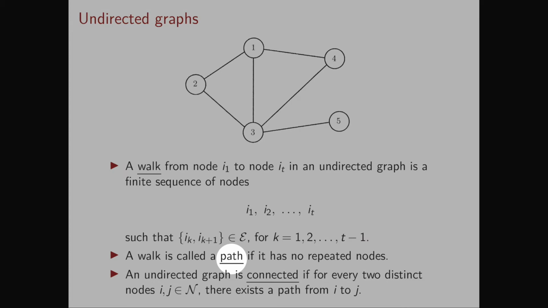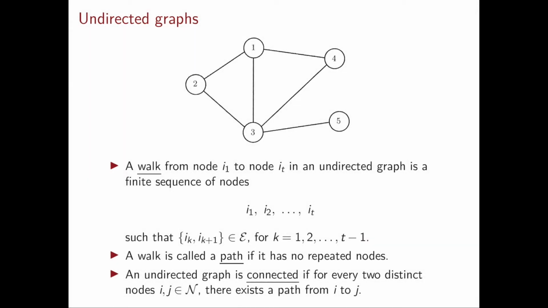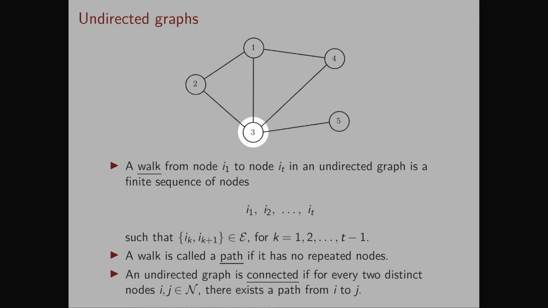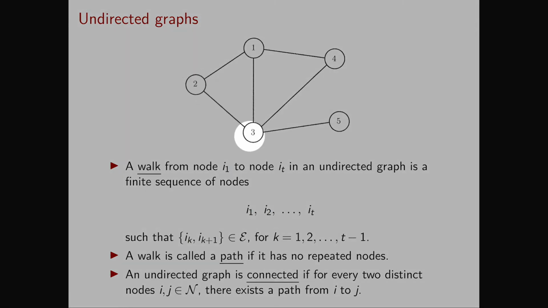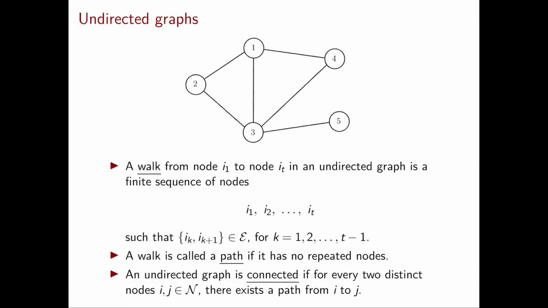A path is defined as a walk that has no repeated nodes. So the walk that we just saw in the example is not a path because we repeated node 3 several times. An example of a path from 2 to 5 is given by 2, 3, 5. We say that an undirected graph is connected if there exists a path joining any pair of distinct nodes. You can check that in our example the graph is connected.